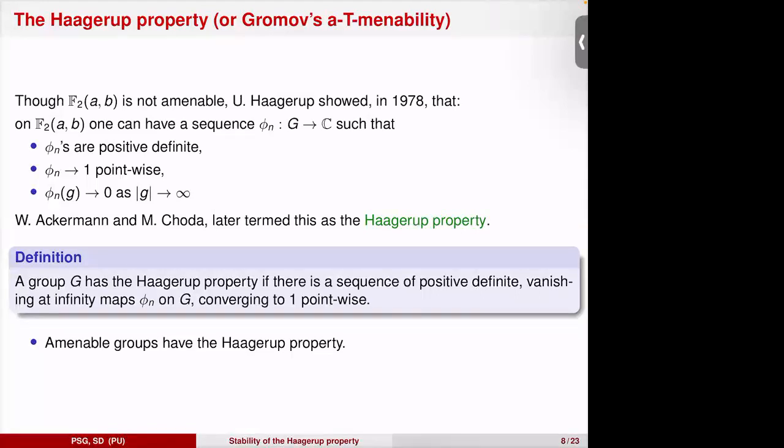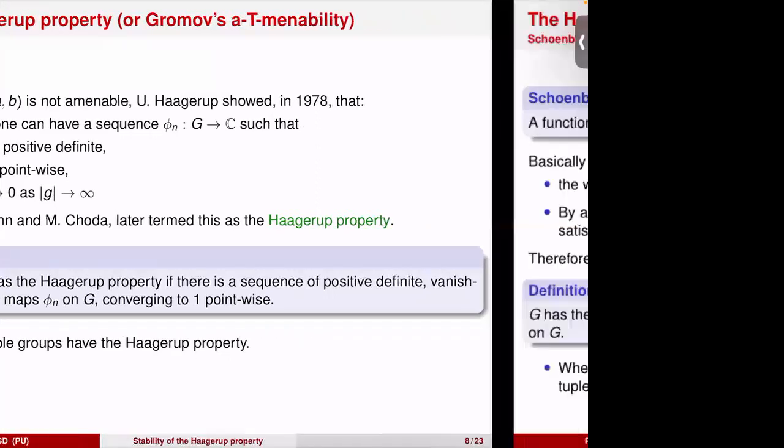So here this phi(g) goes to infinity as norm g goes to infinity. Norm g means the word length of the group. Later Akemann and Walter named this property the Haagerup property. So basically a group is called a Haagerup group if we have a sequence of functions on the group G such that the functions are positive definite, converge to one pointwise, and they are vanishing at infinity. So from the definition, it is clear that amenable groups have the Haagerup property.